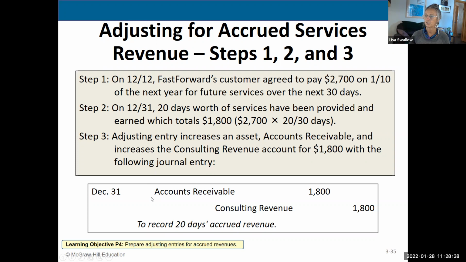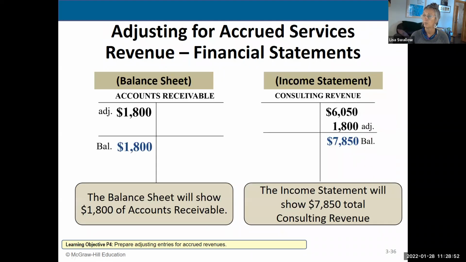So I check it. Did I hit a balance sheet account? Yep. Anytime you see the word receivable, you have an asset, current asset. Did I hit a P&L account? Yep. Revenue. Did I hit cash? No. So when I post those, here's what I have in my balance sheet account. I have $1,800 of AR, accounts receivable. And I made an adjustment for $1,800 of revenue.